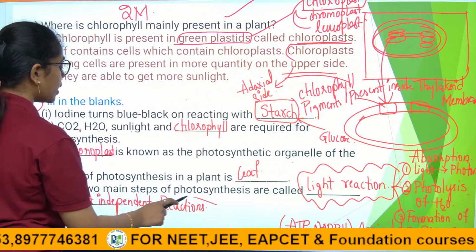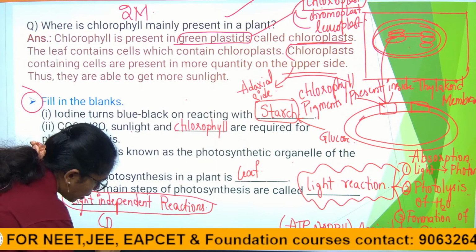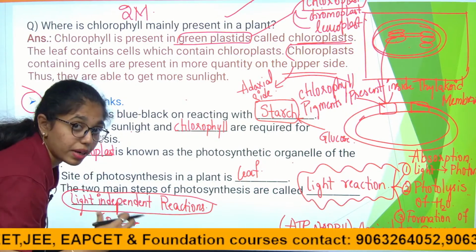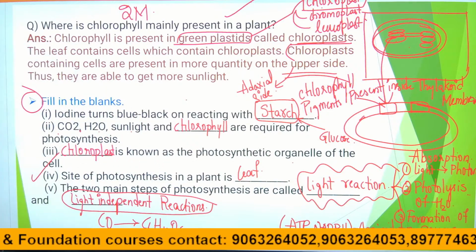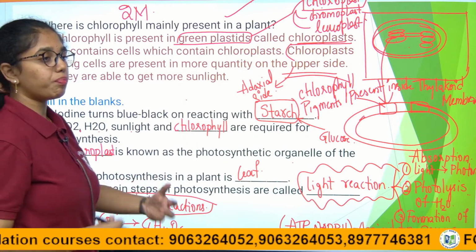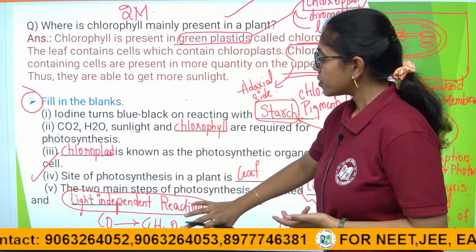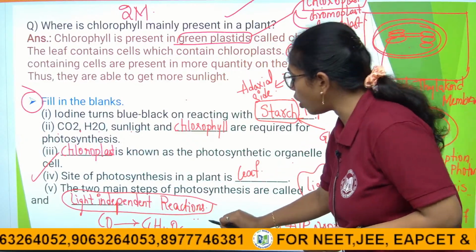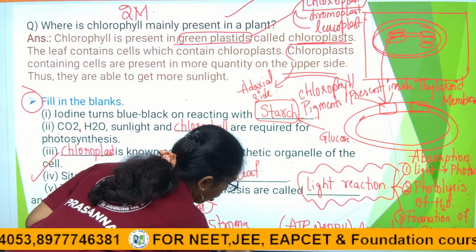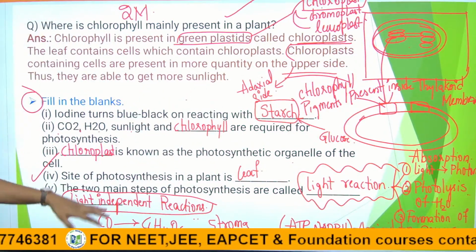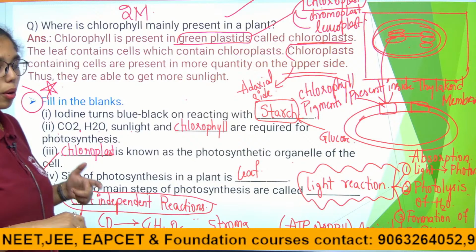Next, light independent reactions. What happens in the light independent reactions? Carbon dioxide is reduced, or carbon dioxide is fixed to glucose, which happens in different cycles like C3, C4, CAM cycles. This takes place in the stroma of the chloroplast. These are the few objective questions which you have to remember. Any doubts, you can drop in the comment section.